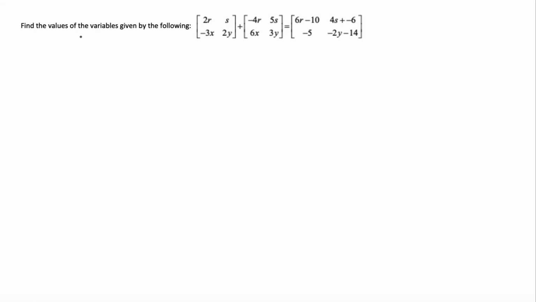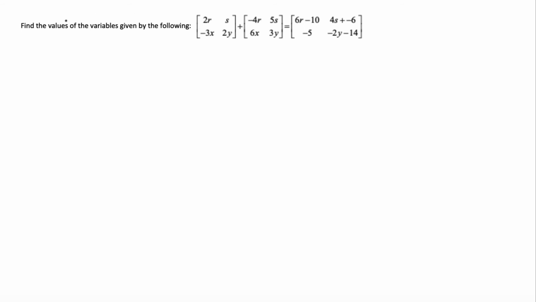All right, so here we want to find the values of the variables. So we look at the problem here. It looks a little bit weird, but we notice that we have a 2 by 2 matrix plus another 2 by 2 matrix, and it equals this 2 by 2 matrix here. Well, what do the rules for addition say? When we add matrices together, we add the corresponding entries together.